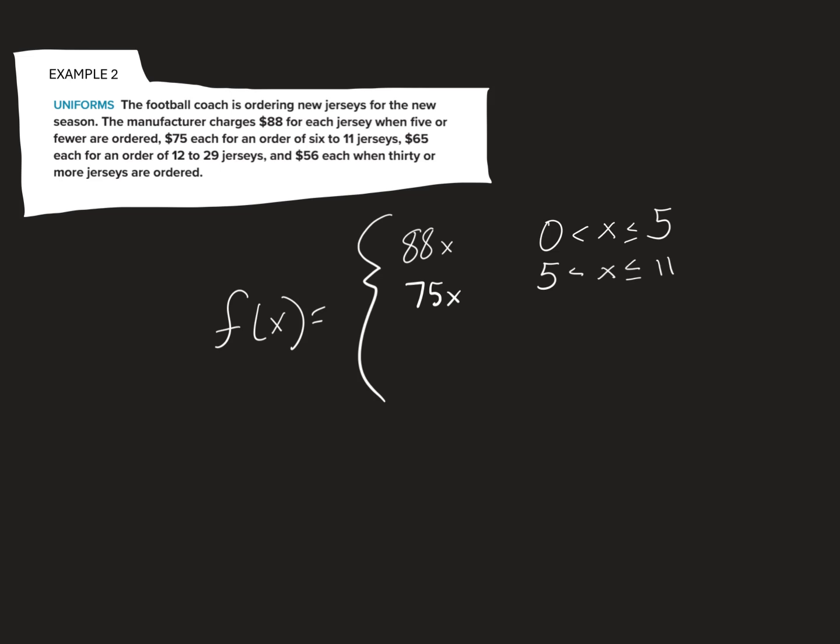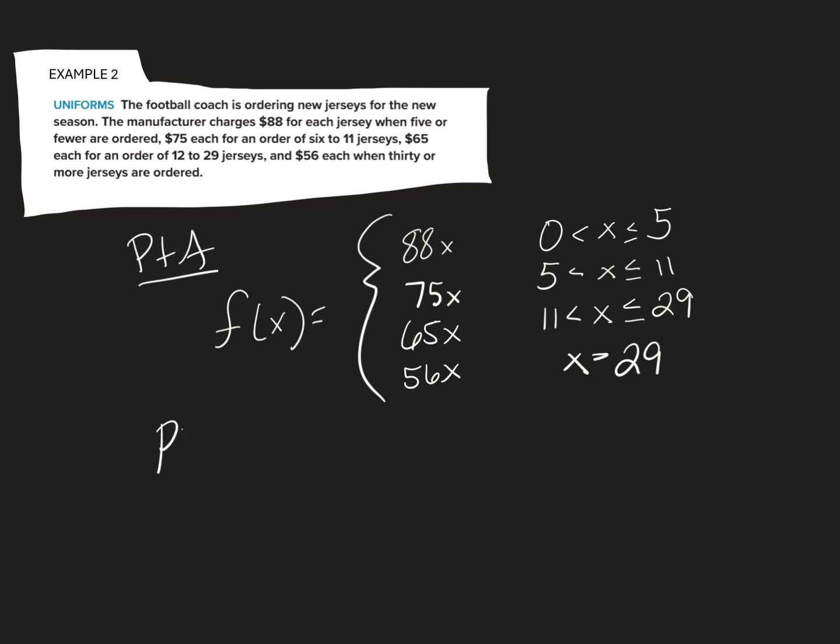And then for my next piece, $65 each for an order of 12 to 29. So $65 each for an order of 12, so greater than 11, less than or equal to 29. And then $56 each when 30 or more jerseys are ordered. So when 30 or more are ordered, so greater than 29. So that connects all the pieces. These numbers connect all these pieces. Hopefully you can see that, and that will make sense. And our next thing, that was part A of what we needed to do. We needed to write the piecewise function.